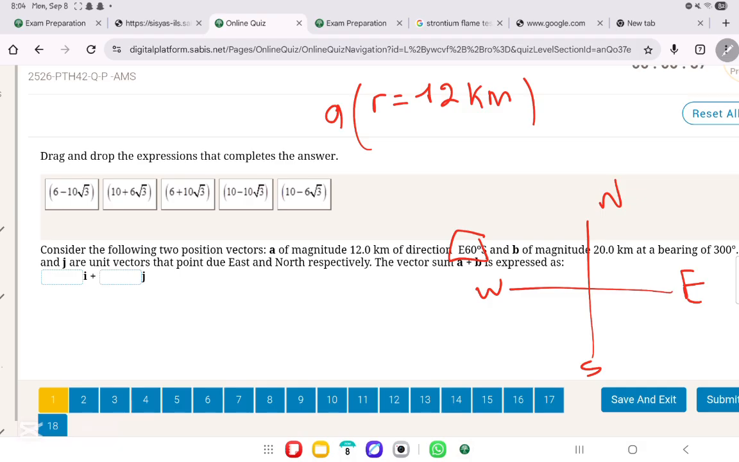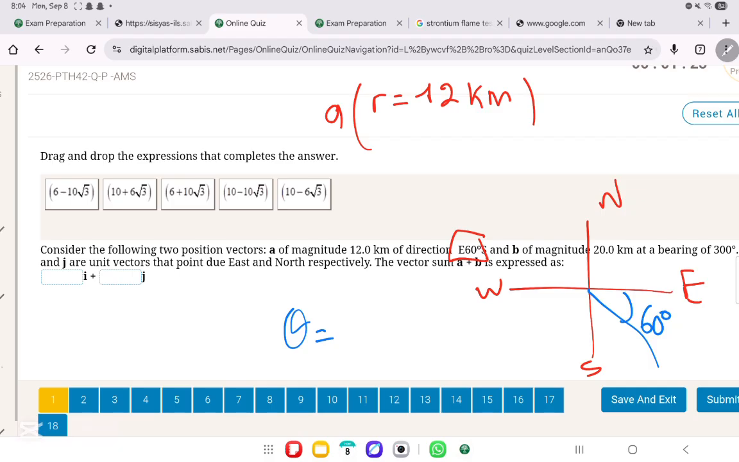Now, east, 60 degrees south. You start from east, you draw a line in between east and south, and you see what is the letter that comes directly before the angle. In this case, it is E. That means it's E, then directly after the angle 60 degrees and then south. So theta in this case is what?